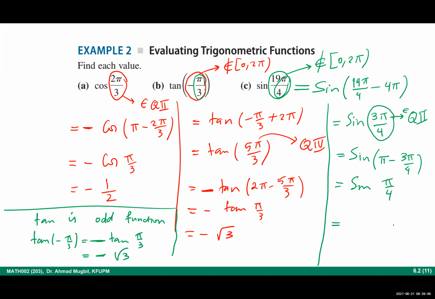Are you here, Abdullah? Abdullah Salama, are you here? Yes, I'm here. What is sine pi over 4, ya Abdullah? What is sine pi over 4?